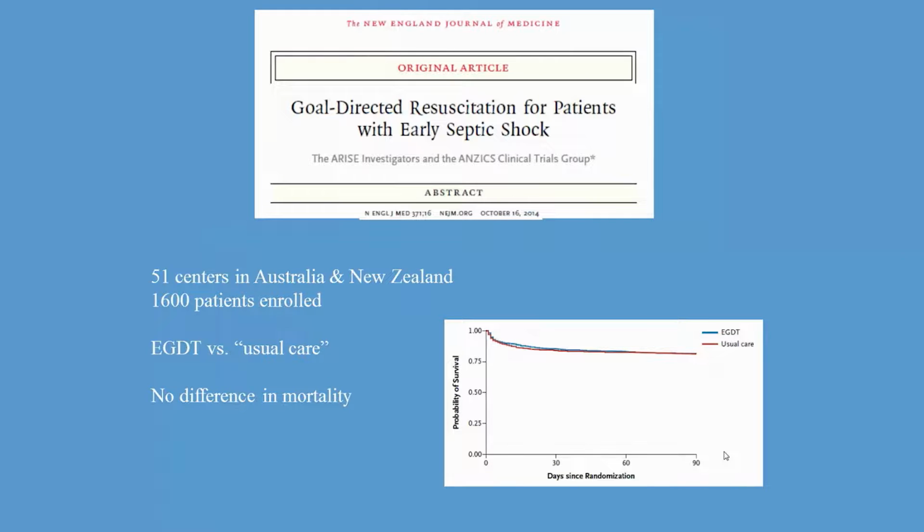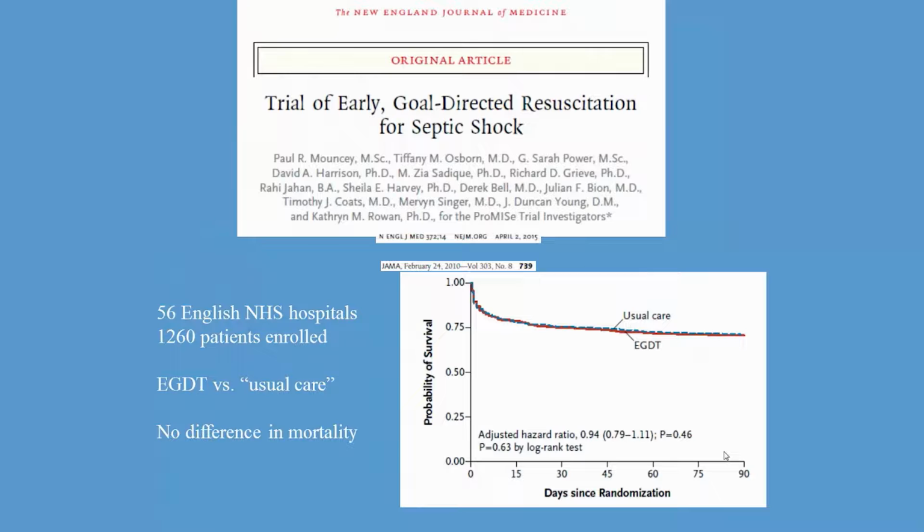Right around the same time, a very similar study in Australia and New Zealand with 1,600 patients looked at early goal-directed therapy versus usual care. Same answer, no difference in mortality. And then soon after that, another study, this time from England, with over 1,200 patients enrolled, very similar study design, also showed no difference in mortality.